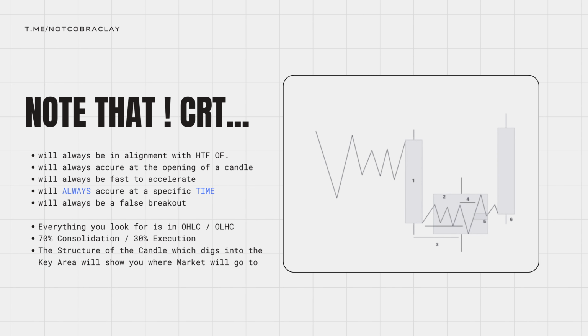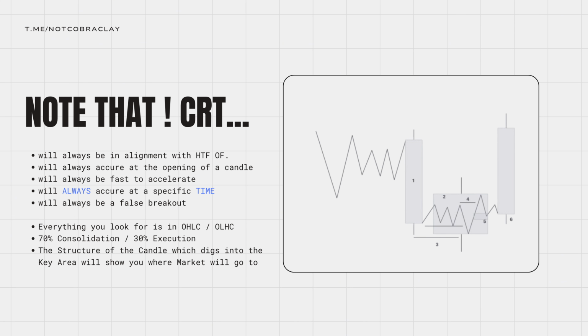Note that down. CRT will always be in alignment with the higher time frame order flow, and make a screenshot of that picture because that's the picture that I've mentioned a few minutes ago. CRT will always occur at the opening of a candle. So you here see a nice picture of small range, the opening or maybe even the middle of the candle in the first 20 minutes of a 1 hour candle, or the first 1 to 2 hours of a daily candle or a 4 hour candle. CRT will always be fast to accelerate. So you will have a liquidity grab, a falsely broken out of range, and then CISD and big push and fast acceleration, just like a rocket flying out to the atmosphere.